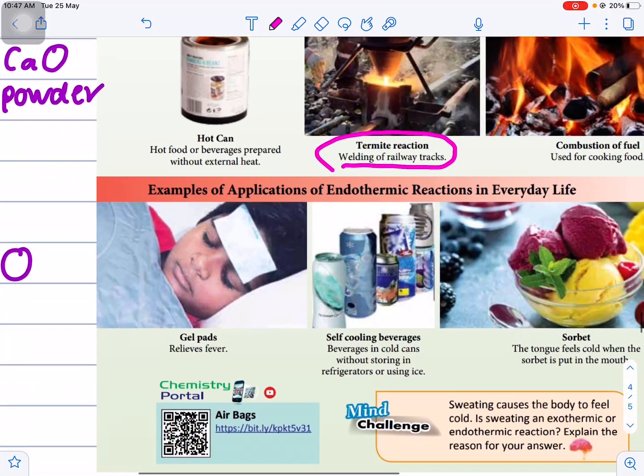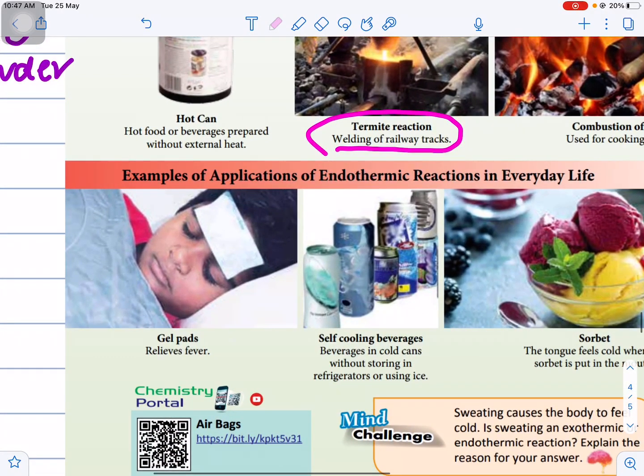Now let's go to the example of endothermic reaction. An endothermic reaction is a reaction that is going to absorb heat from the surrounding. When the reaction absorbs heat from the surrounding, the temperature of the surrounding will drop. In our daily life, we apply this concept in gel pads. When we have a fever, we want to relieve our fever. For sure people that have a fever will have a high body temperature. So how can we cool down our body temperature? One of the methods is by using the gel pad.